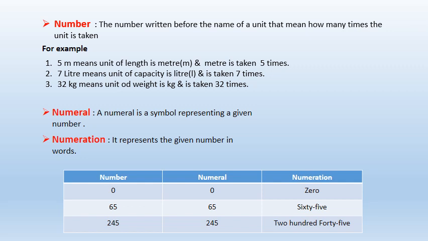Second example, numeral is 65. It represents the same number in numeral, 65, and in numeration it is written in words. Third example is 245. The number is 245. So numeral represents the same number 245 and in numeration it is written in words.